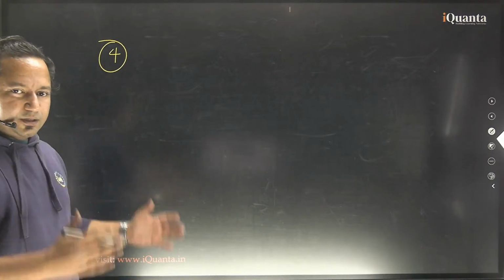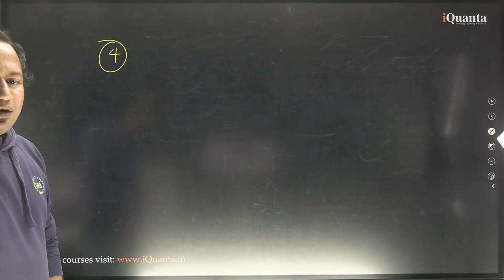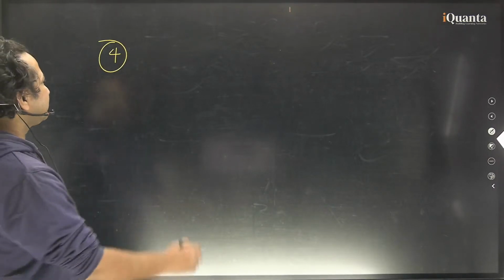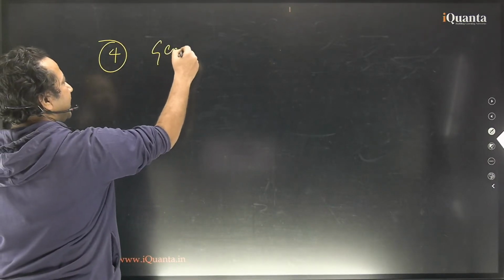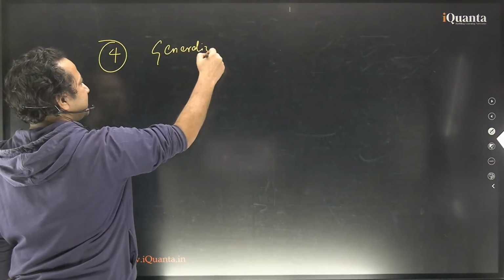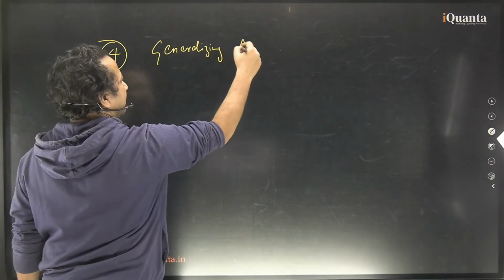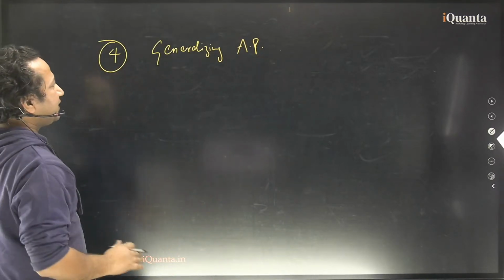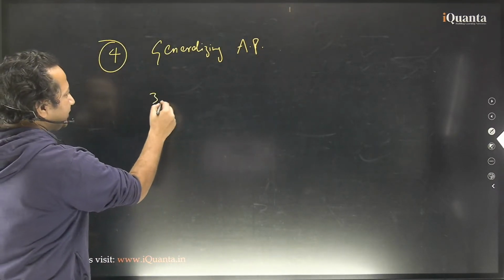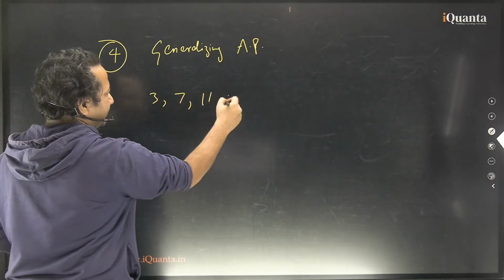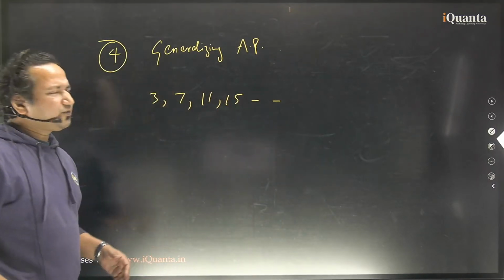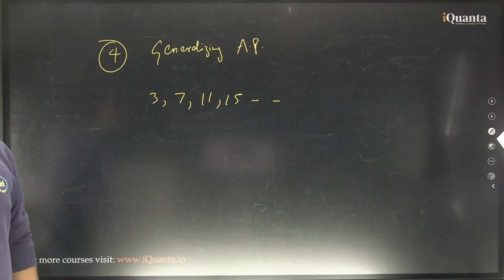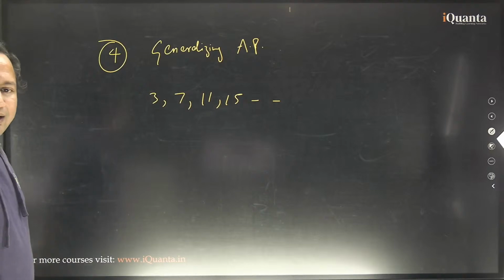Fourth, generalizing an AP. Generalizing an arithmetic progression. I took a complete class on sequences and series, and this part, which is very important, I'm just going to tell you over here. So for example, I need to generalize an AP: 3, then 7, then 11, 15, and so on. If someone asks me what is the general term of it, there is a formula, of course, but here we can do it in a very quick way.